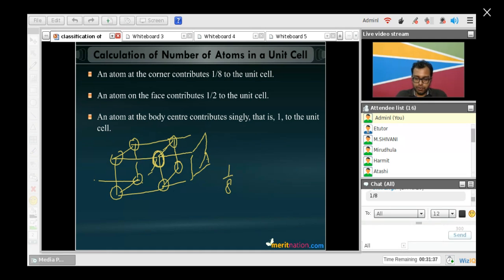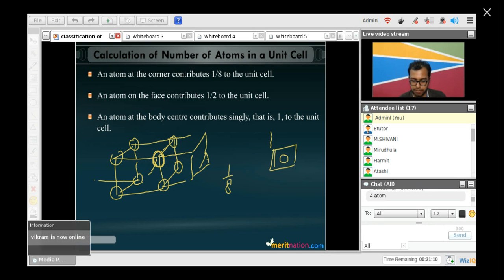Now, how can you find out how much is the contribution of the atom at the face center? Again you will have to do the same thing. To cover the atom which is present at the face, how many cubes are required? You require 2 cubes to cover the whole atom which is present at the face center of the cube, right? So if 2 cubes are required to cover the whole atom, that means the contribution of one atom to the unit cell will be equal to 1 by 2, right?